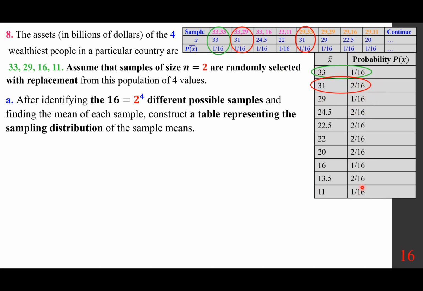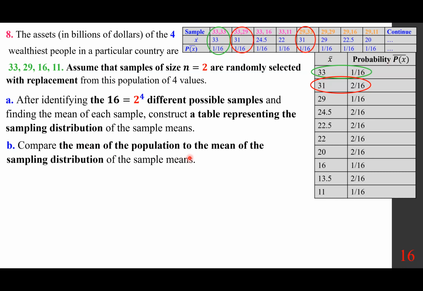Now, this is called a table representing the sampling distribution of the sample means. This is the sample you picked, right? And the sample mean is 1 over 16 for this pair. The sample mean for this pair is different, happens to be the same as this one. And this is the sampling distribution. By definition, the sampling distribution for a discrete random variable is X bar and probability of X bar.